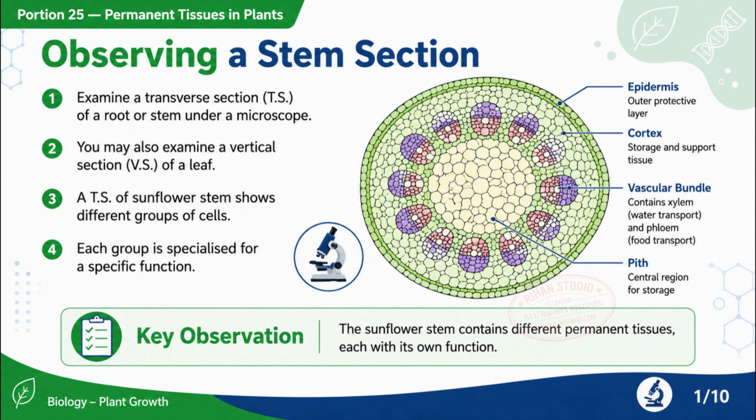Permanent tissues in plants. 3.2.4. Observing a stem section. Examine a transverse section, TS, of a root, stem, or a vertical section, VS, of a leaf under a microscope. The TS of a sunflower stem, figure 3.7, shows different groups of cells, each specialized for a specific function. These are permanent tissues.